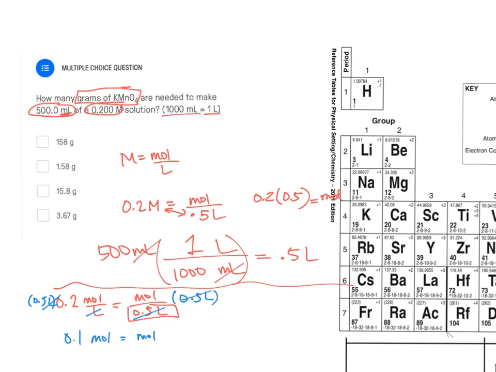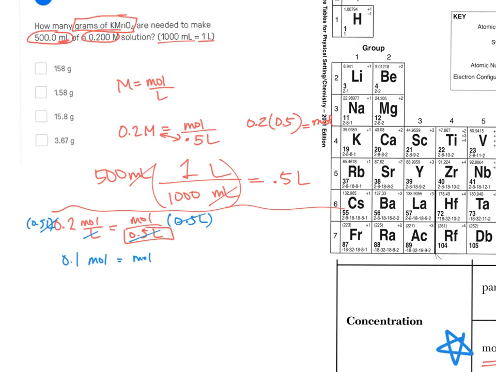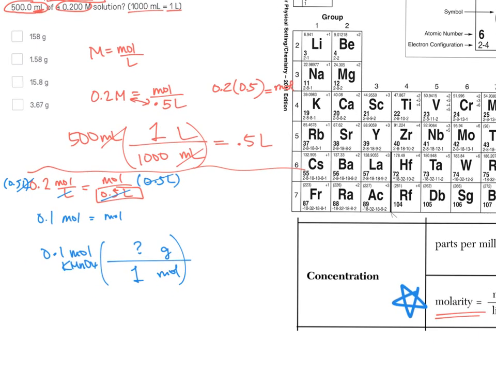All right. Now, from this 0.1 mole, we want to get to grams. So grams is what we want and moles is what we don't want. So for every 1 mole, how many grams of this KMnO4 are there? So we have to get the gram formula mass or the molar mass of KMnO4.